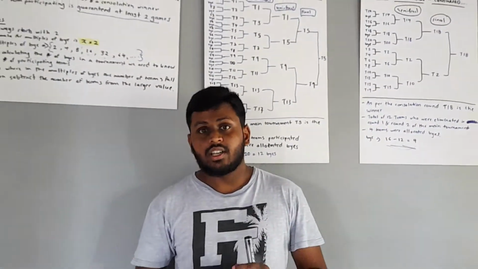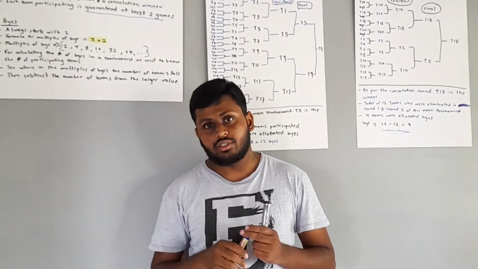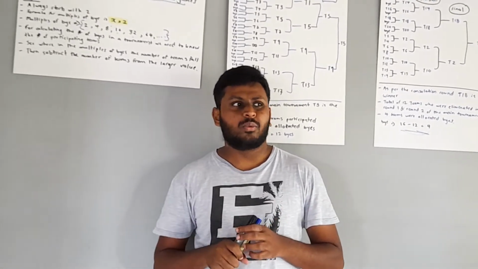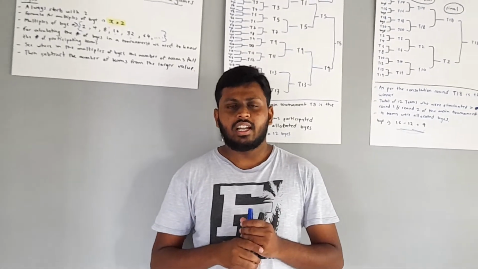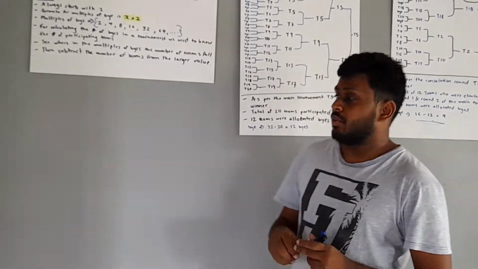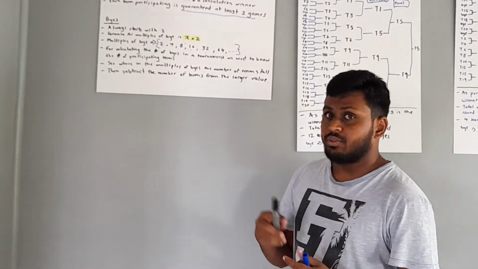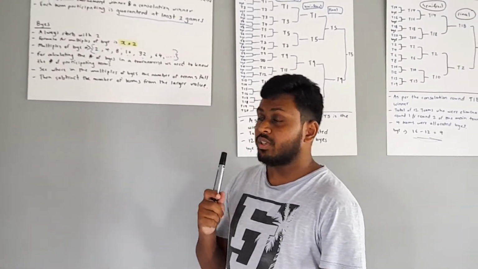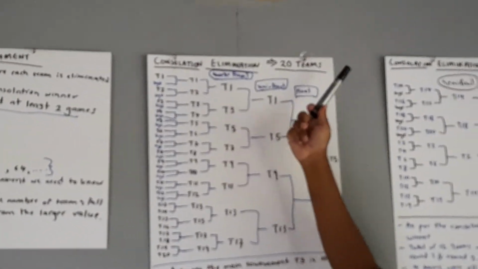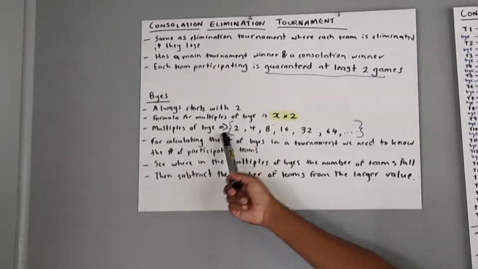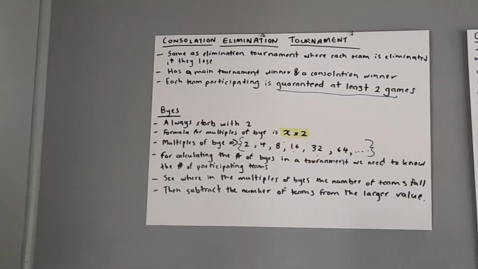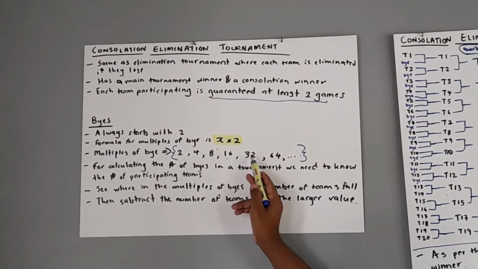So for this tournament, we'll be going with 20 teams. It can be a single tournament where, let's say, a five-a-side soccer tournament where 20 teams are participating. To get the number of byes, as we said, we first need to know the multiples of bye. Since we are going with 20 teams, we see where 20 falls among the multiples of bye. As we can see, 20 falls between 16 and 32.